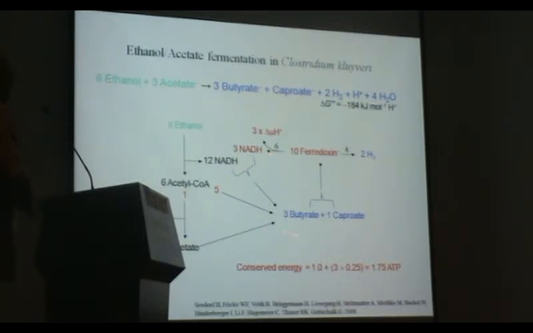And now we can understand, we get 1 ATP by substrate level phosphorylation, and we get 3 times the proton motive force. That's almost 2 ATP, and now we can understand the energy metabolism of this organism.